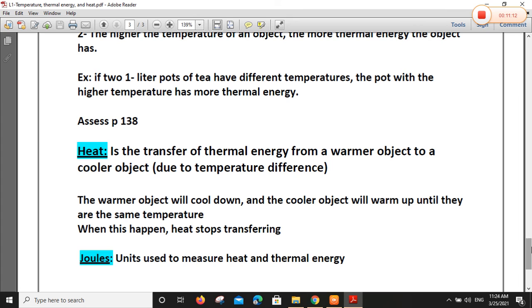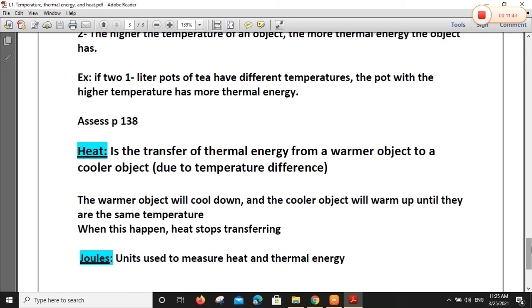Last one, the third scientific term, heat. We did temperature, the average kinetic energy of an object. We did thermal energy, the total energy of the particles of an object. And the last one, heat, is the transfer of thermal energy from a warmer object to a cooler object. This is heat.